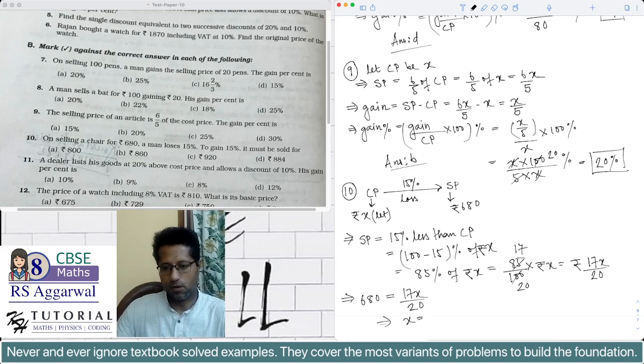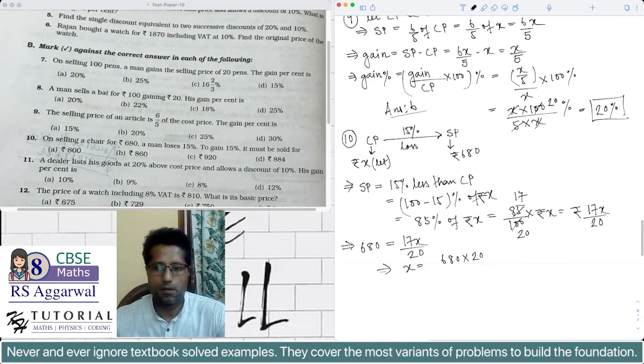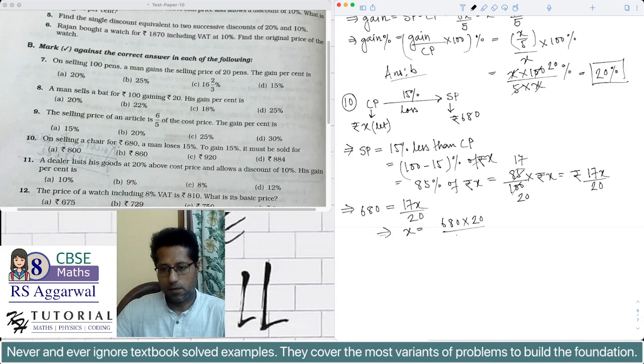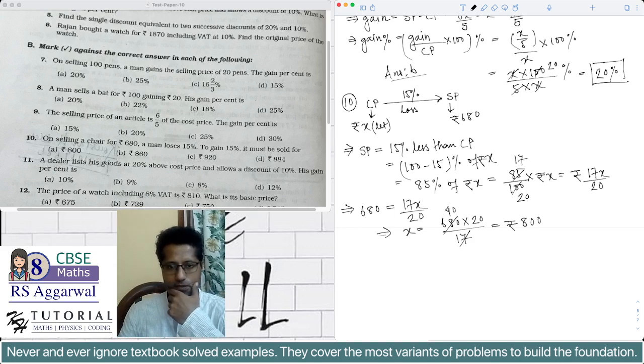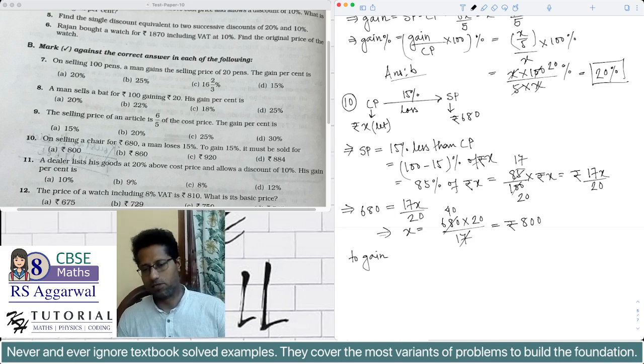We can solve x from here. X will be equal to 680 multiplied by 20 divided by 17. So 17 divides 680 with 40, and this is equal to rupees 800. So the cost price is rupees 800. Now it is asking what should be the selling price to make a 15% gain. Now that we know the cost price is rupees 800, what should be the selling price so that there is a gain of 15%.